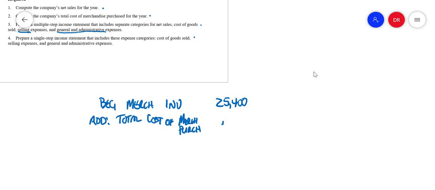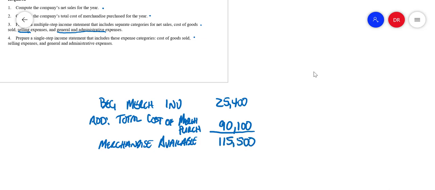and this amount will be $90,100. So we have the total cost of merchandise available. So we have merchandise available for sale. Merchandise available will be $115,500. Then we're going to deduct less ending merchandise inventory.